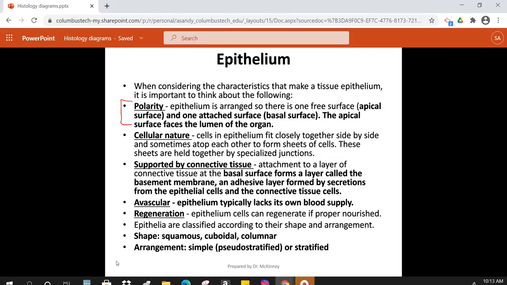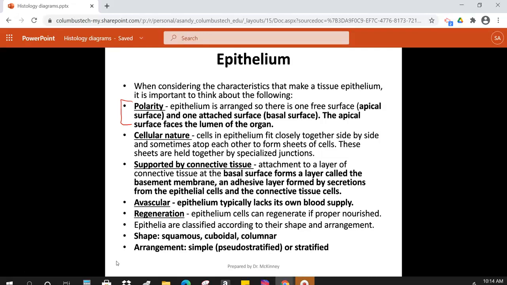Epithelial tissue will be supported by connective tissue. And so that basal surface of the epithelial cells will be attached to a layer of connective tissue. So the connective tissue will be underneath, at the basal surface of the epithelial tissue. So again, another example with our skin, we have that epidermis. That's the outermost layer. That's the epithelial tissue, and it's connected to the dermis. The basal surface of the epithelial cells are connected to the dermis, and the dermis is a connective tissue. So epithelial tissue will always be connected by connective tissue.